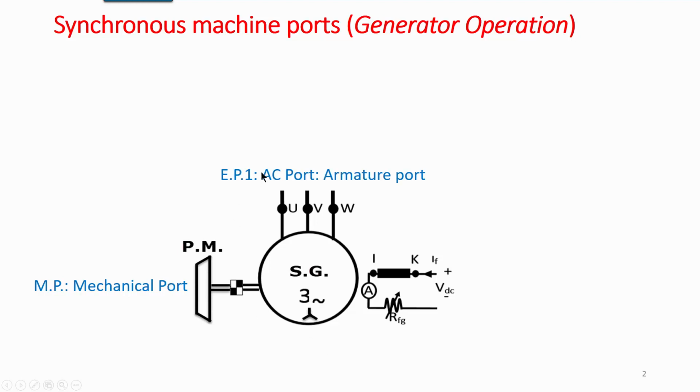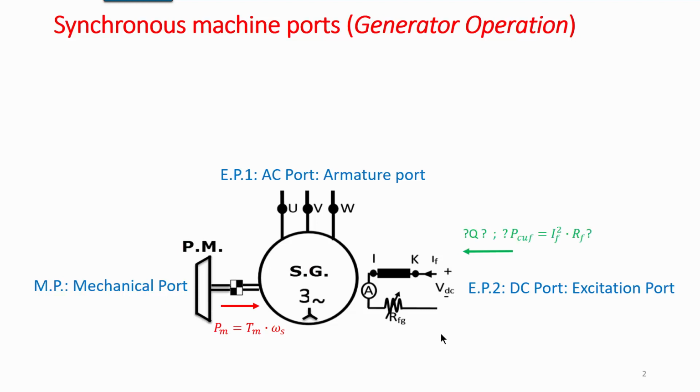The other is electrical port, AC port, belonging to armature or stator coils, and the DC port, also known as excitation port. Power in mechanical port is equal to torque times angular speed of the shaft. Since synchronous machines are operated in constant frequency network, applied mechanical power can be changed by using torque.